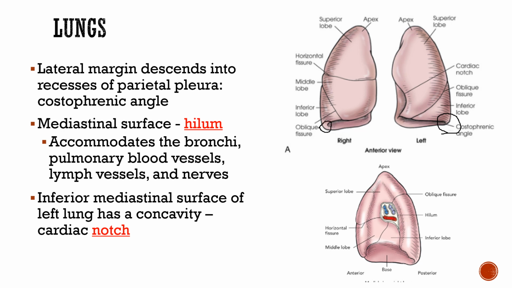In the mediastinal surface, we have the hilum, which is in the medial portion. It accommodates the bronchi, the pulmonary blood vessels, the lymph vessels, and the nerves. On the inferior mediastinal surface of the lung, there's a concavity called the cardiac notch, and that's for the location of the heart to fit in that area.